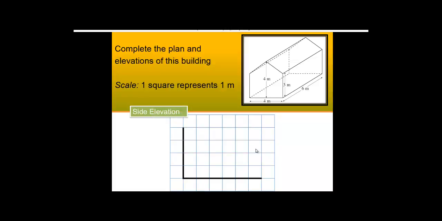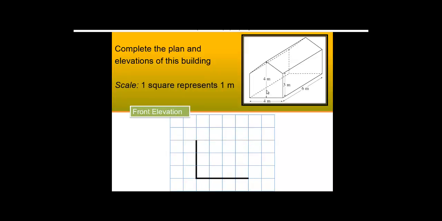Now for the side elevation. That's going to be a rectangle with a line across here. So we're looking from this direction. The bottom rectangle is this one, but the roof structure sticks up above. So this line here is this line on the diagram, and this one is the top of the roof, which we can see from the diagram is 1 meter above, and therefore 1 square above.